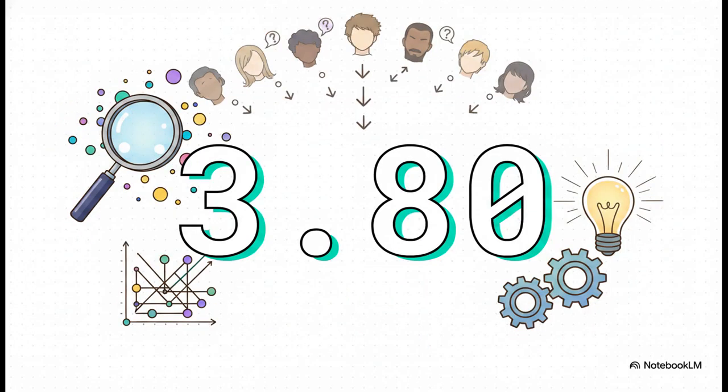Well, believe it or not, we can boil all of that scattered feedback down into one single powerful number. We do this by calculating something called the weighted mean. All that really means is that we're giving more weight to the answers that people chose most often. And when we run the numbers for our data, we get this, 3.80. But what does that even mean?